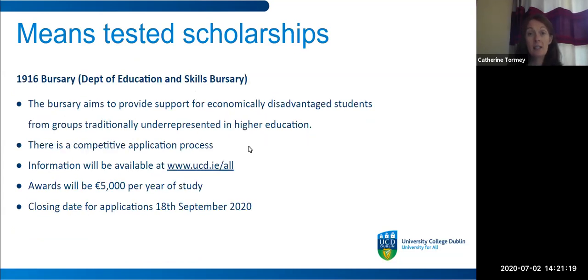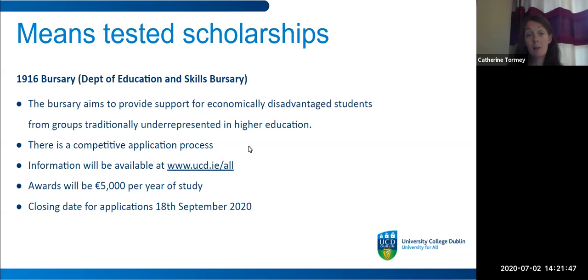In addition, there's the 1916 bursary, and this bursary aims to provide support for economically disadvantaged students from groups traditionally underrepresented in higher education. So these groups could be mature students, students with a disability, students from all of the... students must be economically disadvantaged. Students who come in through a QQI FET route.